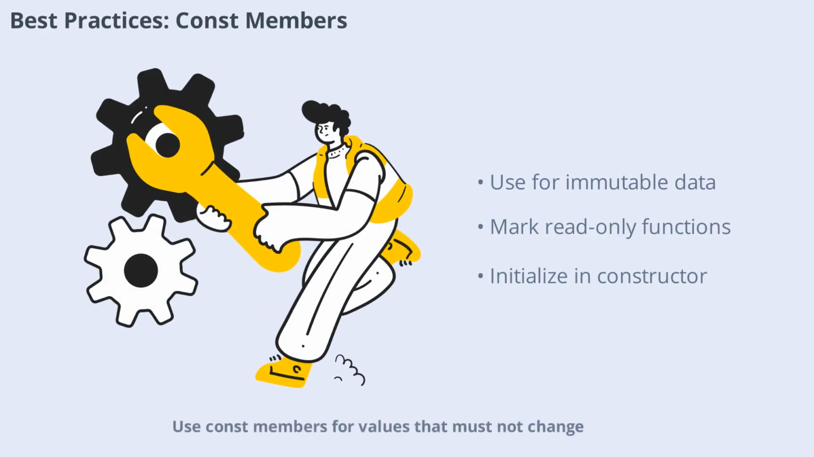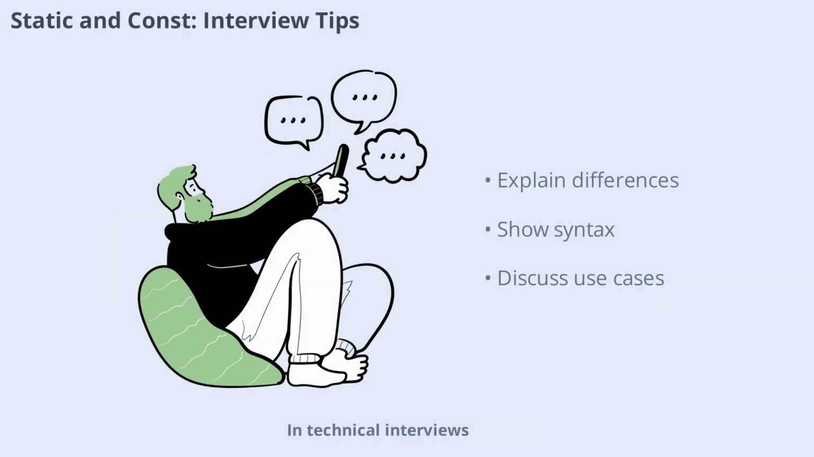Use const members for values that must not change and always initialize them in the constructor. Mark functions as const if they do not modify the object. This practice improves code safety, readability, and helps prevent bugs caused by unintended modifications. In technical interviews, you may be asked about the differences between static and const or to write code using these keywords. Remember to explain that static members are shared by all objects while const members are immutable. Be ready to demonstrate proper syntax and discuss real-world use cases.